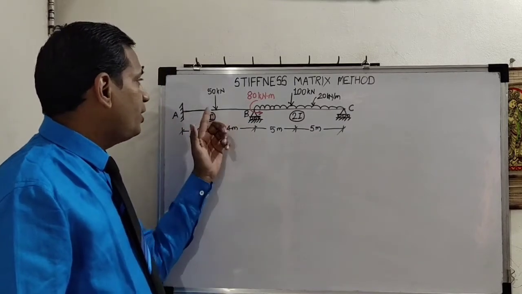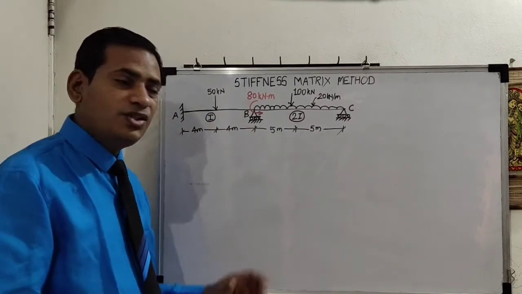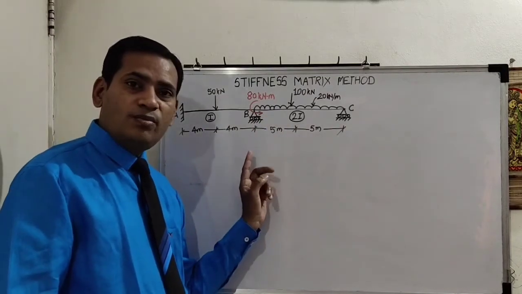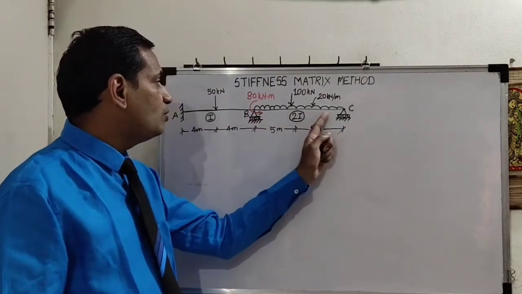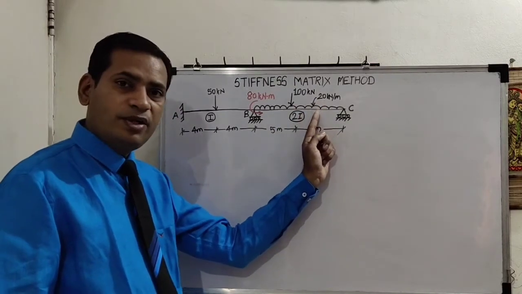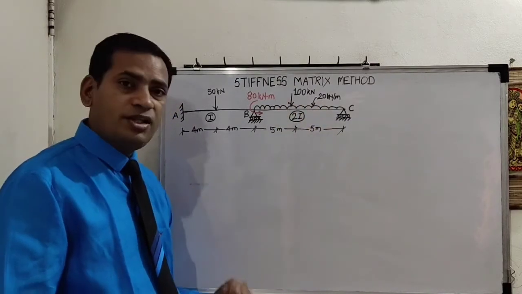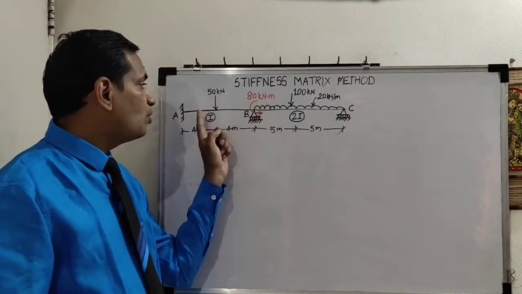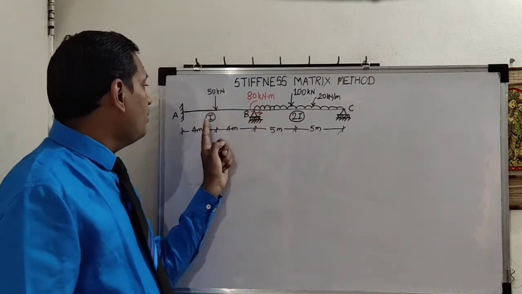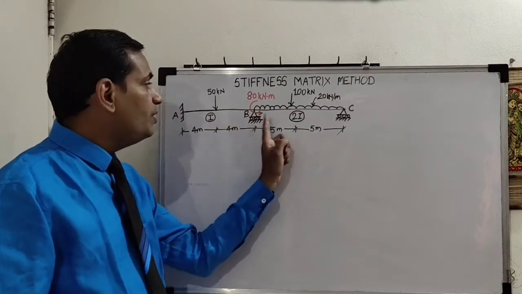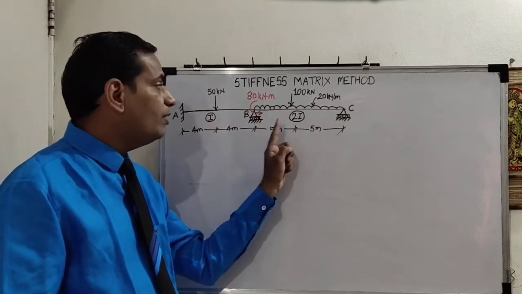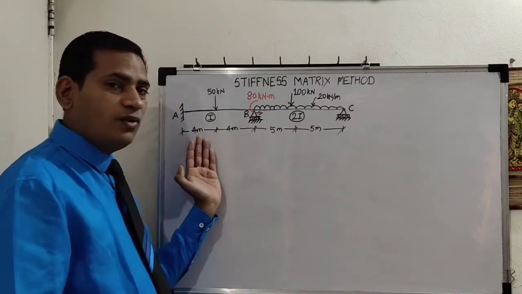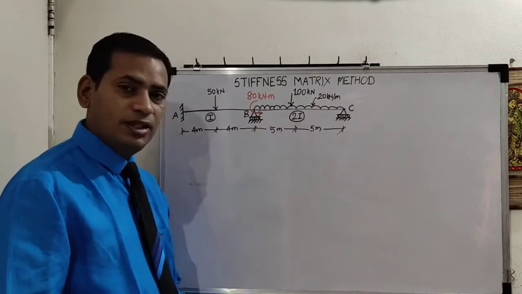Span AB is subjected to 50 kN point load, which is centrally placed, and beam BC is a combination of two loads. One is UDL throughout of 20 kN per meter, and another is central point load of 100 kN. I values are different for both the spans. AB is having I, BC span is having 2I value. Total span 8 meter for AB, 10 meter for BC.